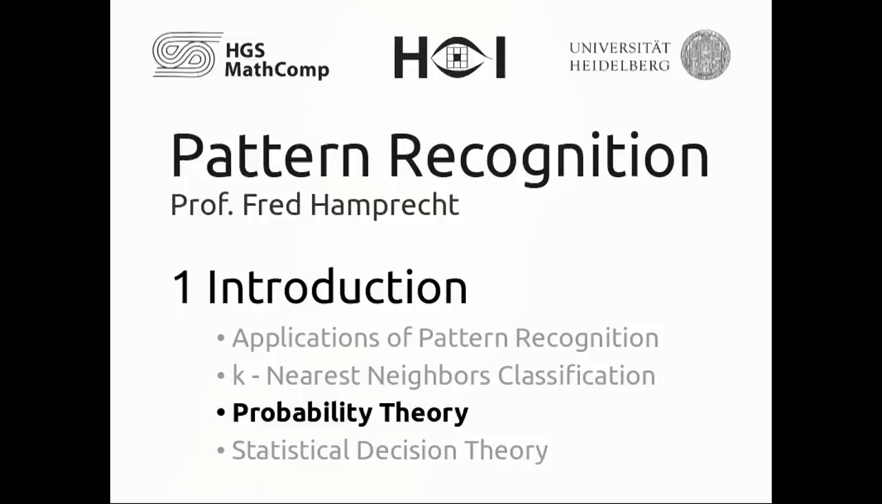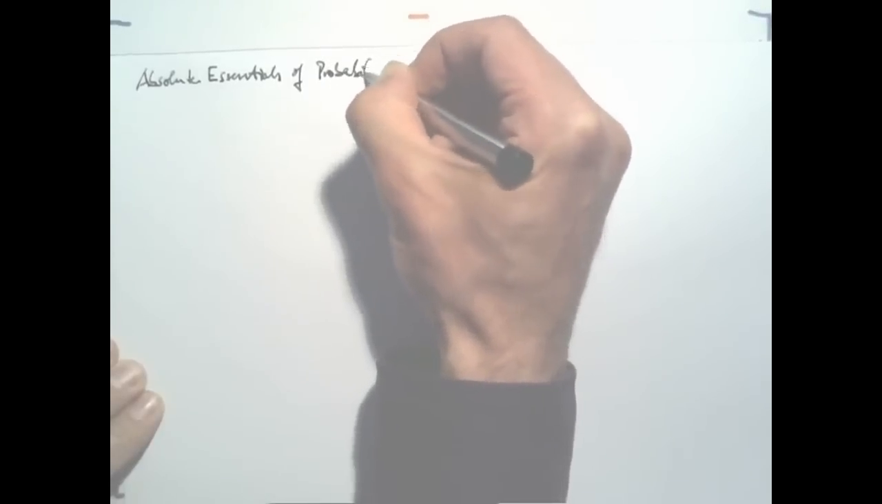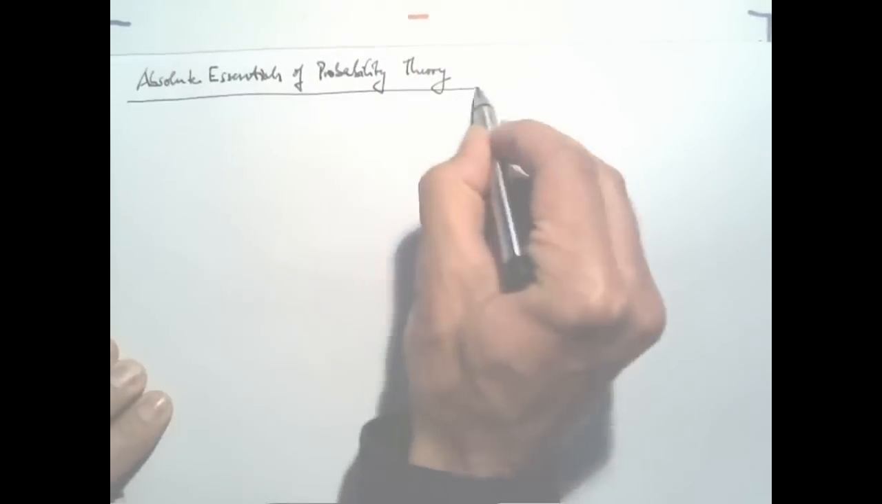Then next, I want to talk about the bare minimum that we need of probability theory. So I'm calling it the absolute essentials of probability theory. And many people find it boring because it has to do with distributions and so on. But the concepts that I want to discuss next cannot be understood without these notions.